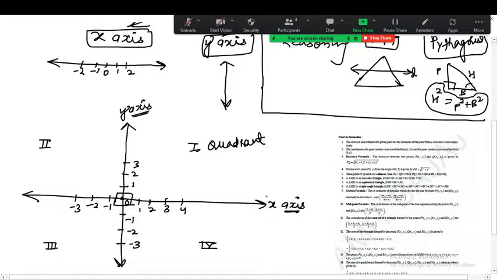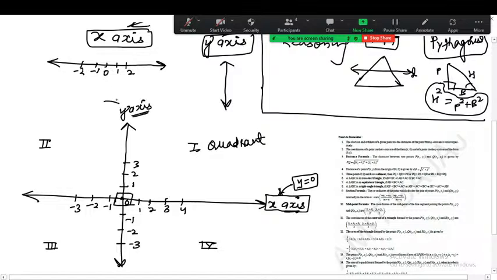In x-axis, everywhere y is 0. None of the points is going to have any y value because you don't move towards upwards or downwards whenever you move in x-axis. That is why in x-axis we say y is equal to 0, and it is also known as equation of x-axis.